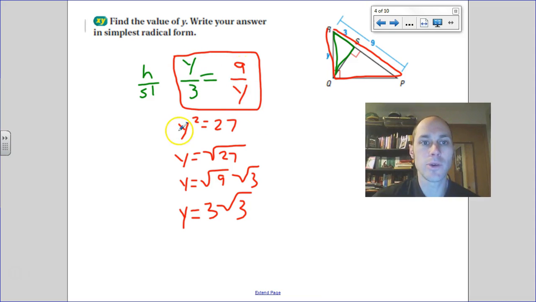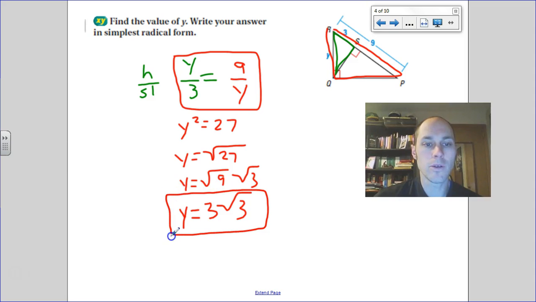Cross products, y times y is y squared, 3 times 9 is 27. So here all I had to do is take the square root of 27, which I can simplify. Square root of 9 times square root of 3. Square root of 9 is 3, so it's 3 times the square root of 3. And when we're doing our work, we want to keep our numbers in simplest radical form because it'll make it easier to do our calculations as we start to find patterns within our triangles.